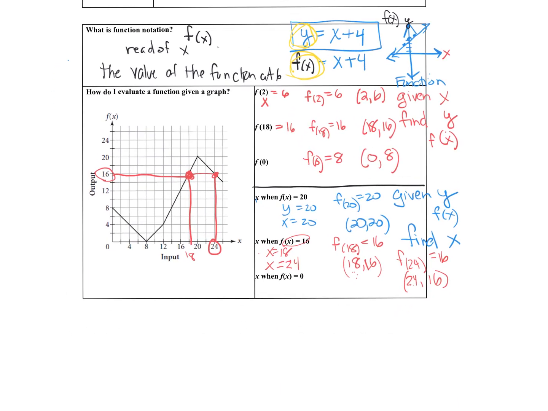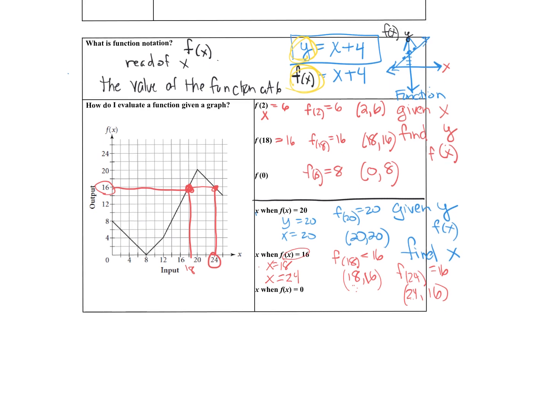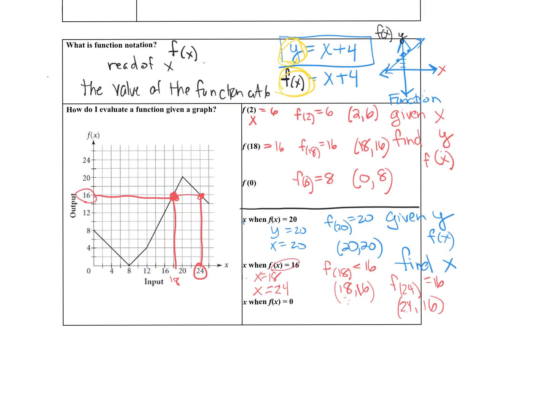Our last one on this page is going to be when y is equal to 0. And so when y is equal to 0 is right here. And if we want to know what x is, we're going to read over, and that is going to be right there where x is 8. And so we would write out the value of the function when x is 8, y is 0, or the ordered pair would be 8, 0.